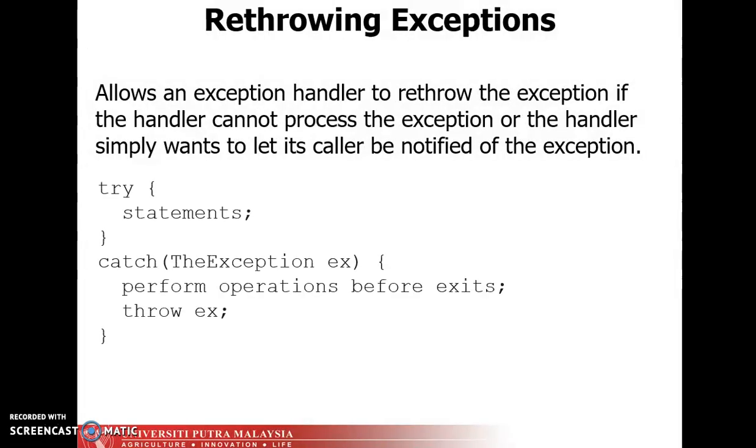Sometimes throwing an exception cannot be implemented for certain unknown reasons. This rarely happens. However, Java allows an exception handler to rethrow the exception if the handler cannot process the exception, or the handler simply wants to let its caller be notified of the exception. However, we are not going to look into this example in detail. We only concern ourselves with how a program can handle exception errors through its exception declaration, try-catch statement, and throwing exception.